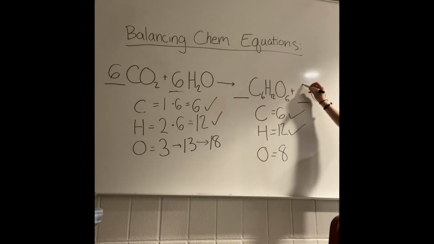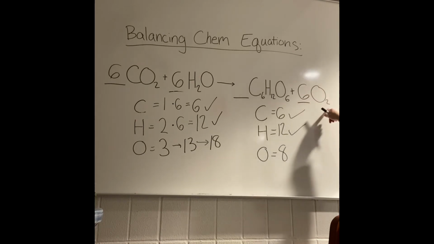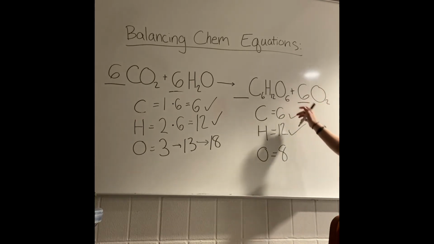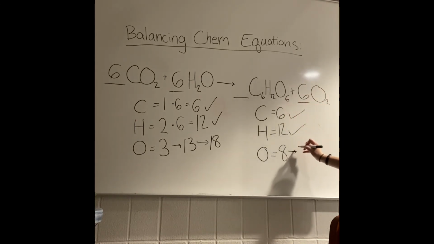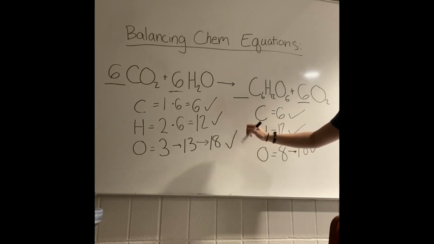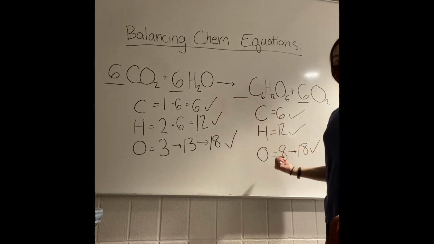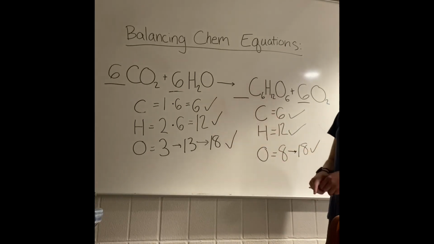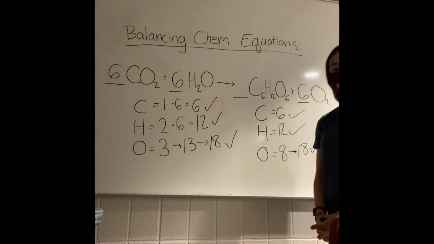So if we put a 6 here, 6 times 2 is 12, plus this 6 is then 18 on this side also. So then all of the things on both sides equal the same. So this is how you balance a chemical equation.